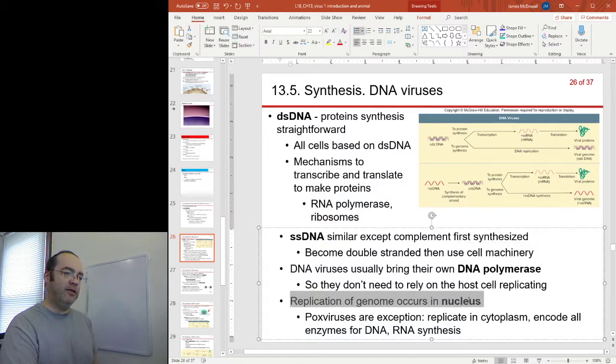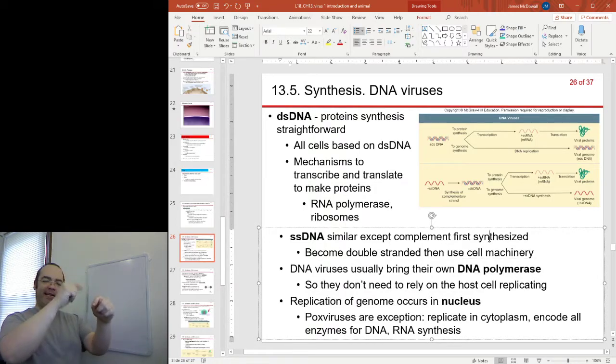Replication of the genome occurs in the nucleus because that's where we have all of our stuff. That's where we have all of our DNA nucleotides, our A's, T's, G's and C's, the same A's, T's, G's and C's in our DNA viruses. So whilst the DNA viruses may bring their own polymerases, they are stealing all of our resources. They're stealing our T's and our A's and G's and C's. They're stealing our nucleotides to build their own genomes.